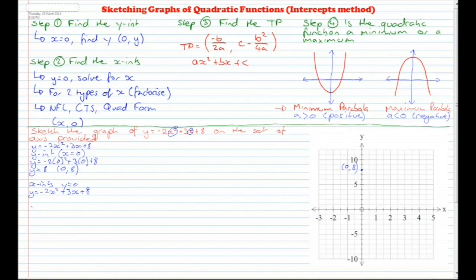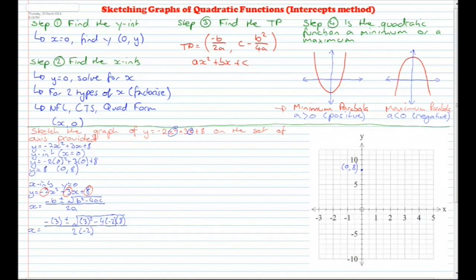Now the quadratic formula is x is equal to negative b plus or minus the square root of b squared subtract 4ac, all over 2a. Alright, so let's figure out our a, b and c values. Our a is negative 2, our b is 3, and our c is 8. So let's substitute that in now. We get x is equal to negative b, so that's negative (3), plus or minus the square root of b squared, so that's 3 squared, minus 4 times a, which is negative 2, times c, which is 8, all over 2 times a, which of course is negative 2.